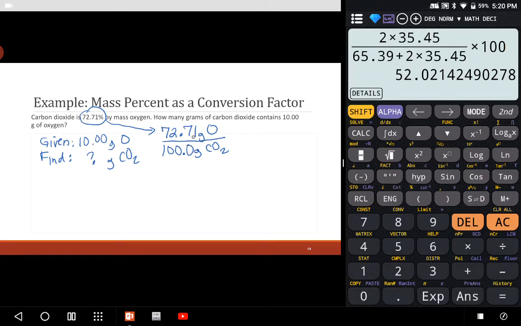And so since that numerator was 4 sig figs, I'll go ahead and have 4 sig figs in the denominator as well. So I wrote that out as a conversion factor so that we can make sure that we're canceling out our units appropriately. This was grams of oxygen, and so my denominator needs to be grams of oxygen in order to cancel that out. Then my numerator would have to be grams of carbon dioxide.